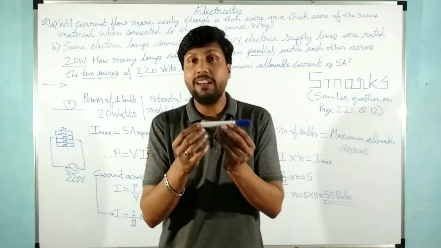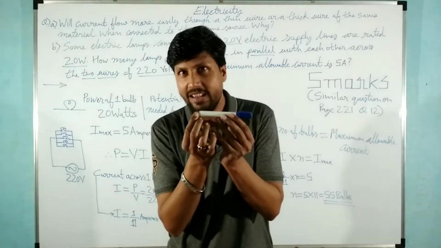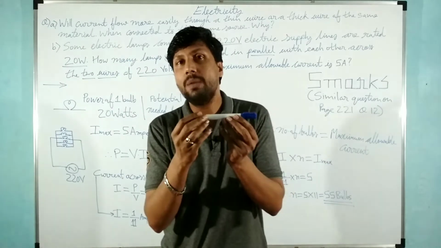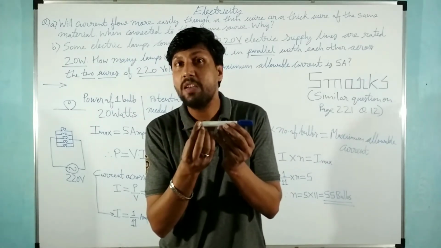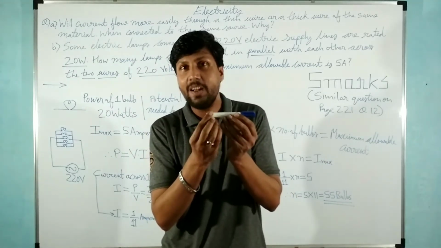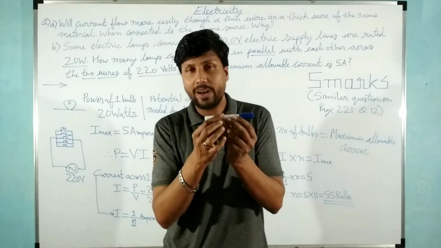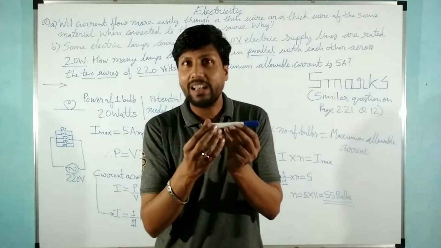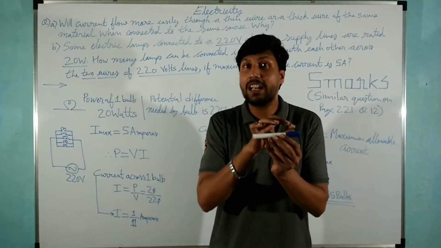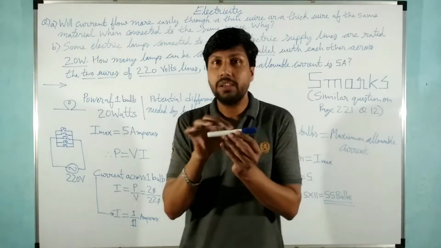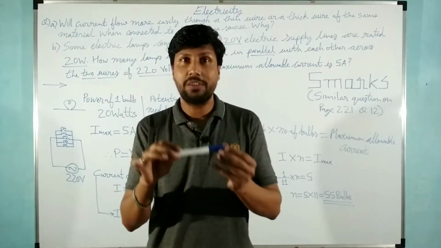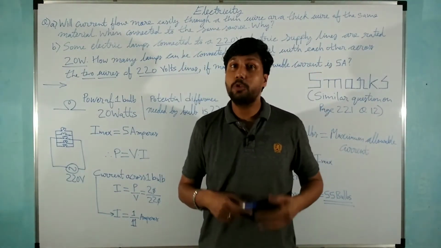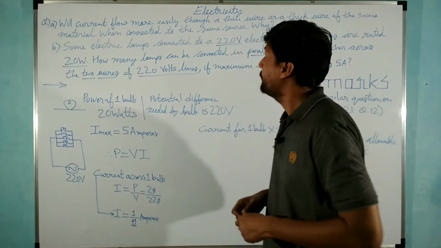So if the wire is thinner, then the area to flow through the wire will be lesser, so the resistance will be more. Whereas if the area to flow, to overcome the barriers of nucleus and electrons, will be more, then more amount of electrons can be flowing through this conductor. So this is the concept behind the first part. Now let's go to the second part, that is the numerical.